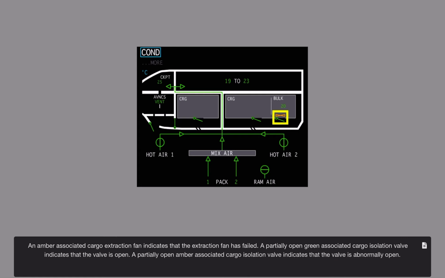An amber associated cargo extraction fan indicates that the extraction fan has failed. A partially open green associated cargo isolation valve indicates that the valve is open. A partially open amber associated cargo isolation valve indicates that the valve is abnormally open.